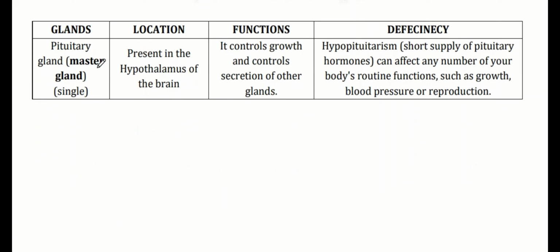Pituitary gland. It is a master gland and it is single. Location: it is present below the hypothalamus of the brain. What is the function of the pituitary gland? It controls growth and controls secretion of other glands. What is the deficiency here? Hypopituitarism, a short supply of pituitary hormones, can affect any number of your body's routine functions such as growth, blood pressure, reproduction.